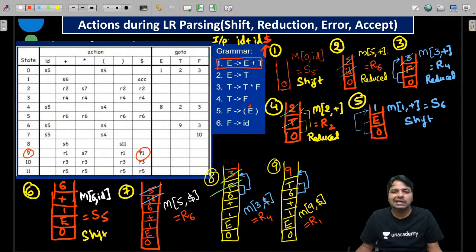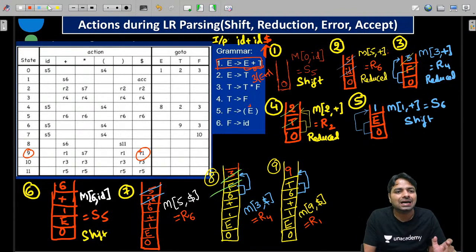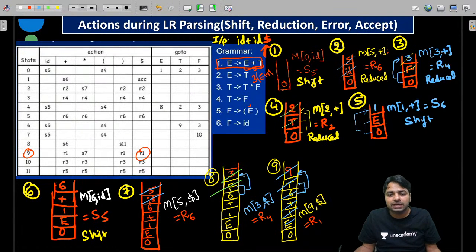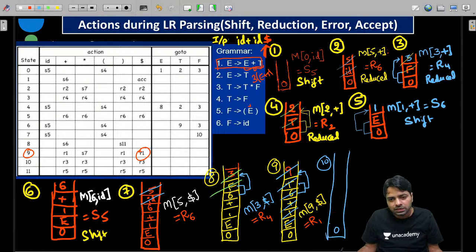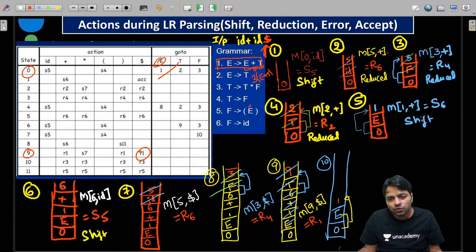E derives E plus T. E plus T is the 3 length. So 3 into 2, 3 times of E plus T length, that is a 6 length. So 6 symbols we are going to pop: 1, 2, 3, 4, 5, 6. And push LHS, that is E. So I'm doing the 10th one. 0. Push LHS. Now 0 comma E, that we are going to look at in the table, and we will push that. 0 comma E. Look at guys, 0 comma E is 1. So 1 we push.